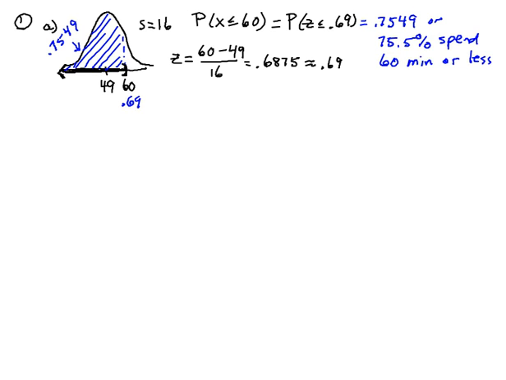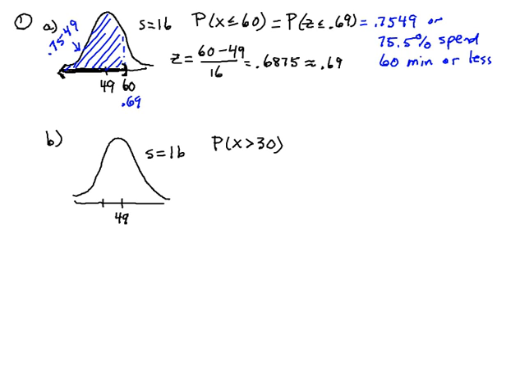Okay, let's go on to part B and see how that one works. Part B says, what is the probability a subscriber will spend more than 30 minutes? So again, we're talking about the same problem, a normally distributed problem with average 49 and standard deviation 16. And we're asked the probability that the random variable, the time a subscriber spends, is more than 30 minutes? In this case, 30 is below the 49, and the interval that we're talking about is from 30 up.